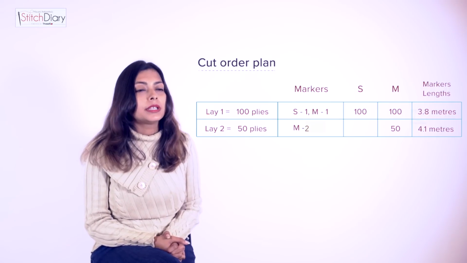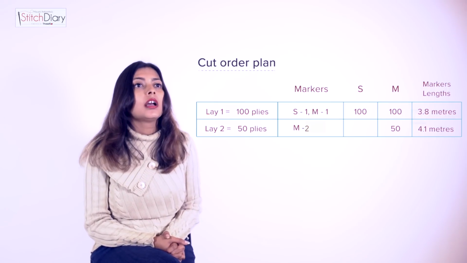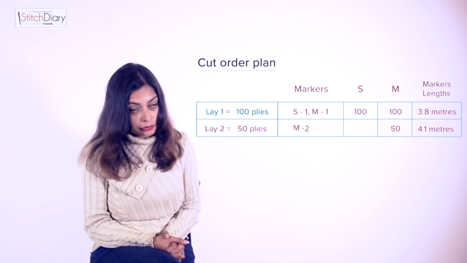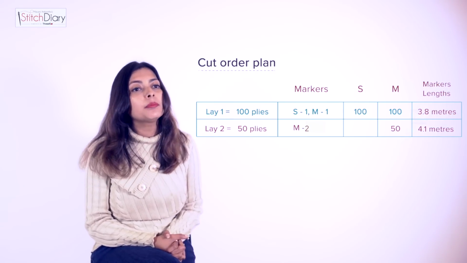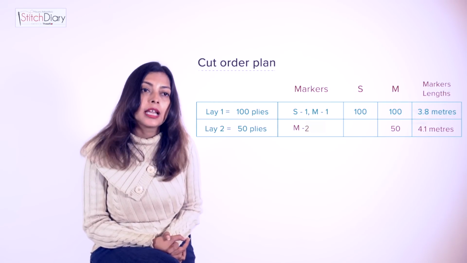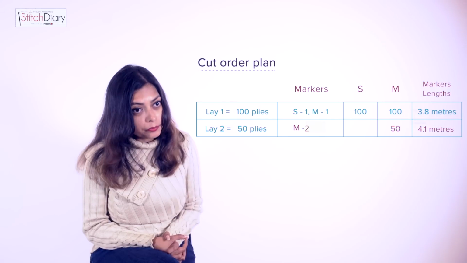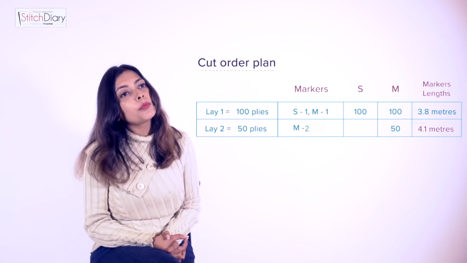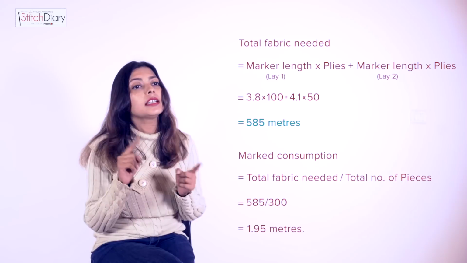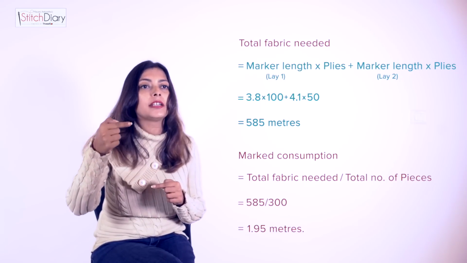Let's say for an order, we made the cut plan and we have the first lay, which is for 100 plies and has a marker of 1 piece small and 1 piece medium and has a marker length of 3.8 meters. The second lay is of 50 plies. It has a marker of 2 pieces medium and has a marker length of 4.1 meters. So the total fabric that we will use in this order is 585 meters, marker length into plies and a sum for each individual lay.